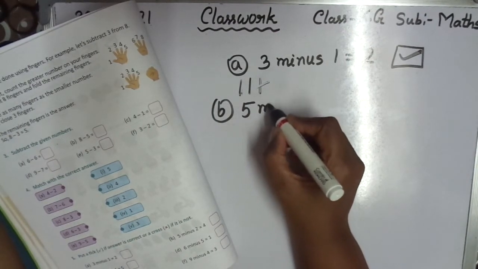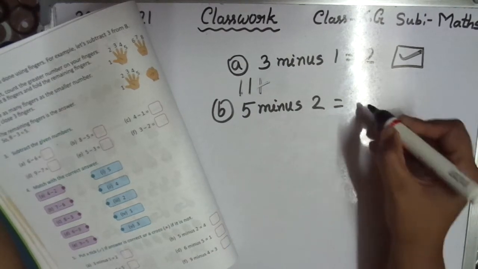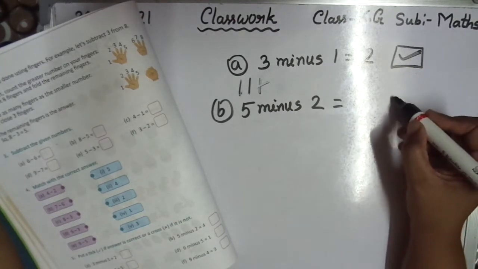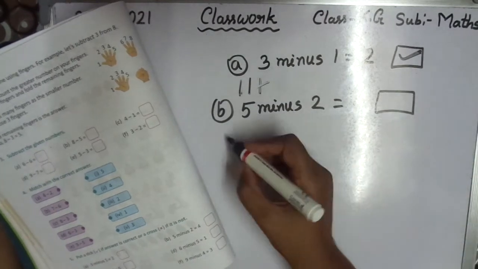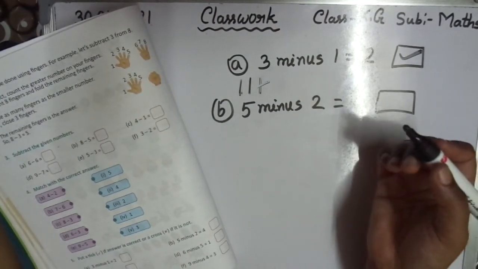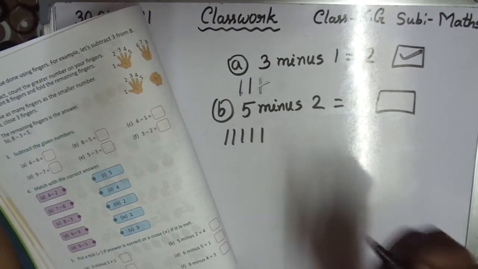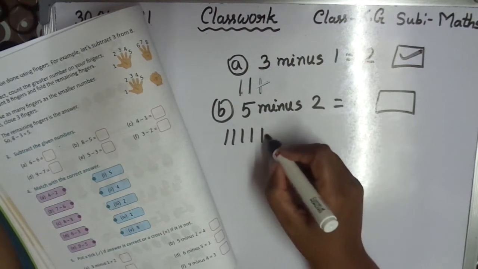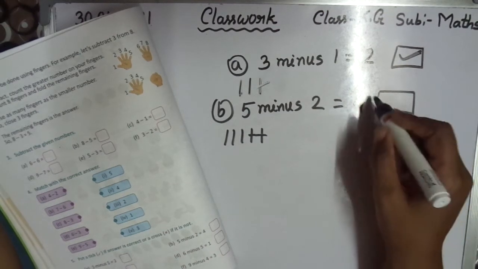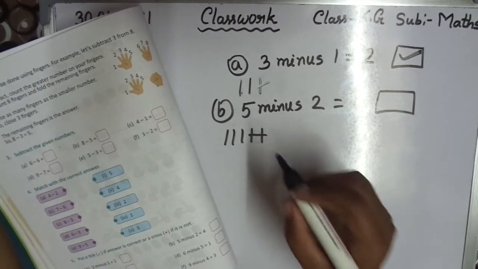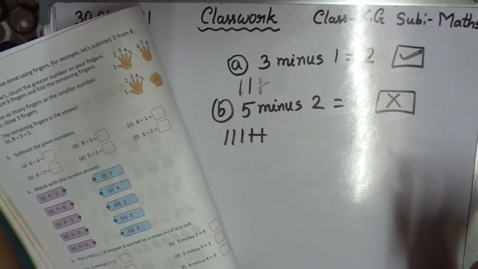5 minus 2 is equal to 4. Is the answer correct or not? So let's see. 1, 2, 3, 4, 5. Draw the lines. 2 minus 1, 2. 1, 2, 3. No, this is the wrong answer. 3 is the right answer. So you cross here. Okay.